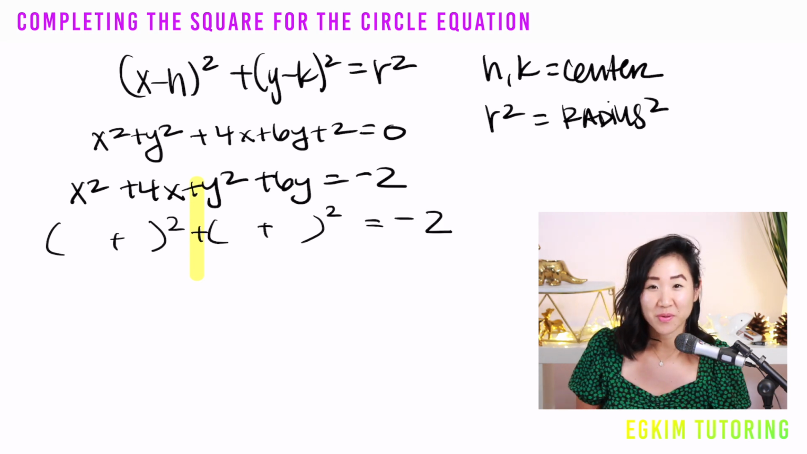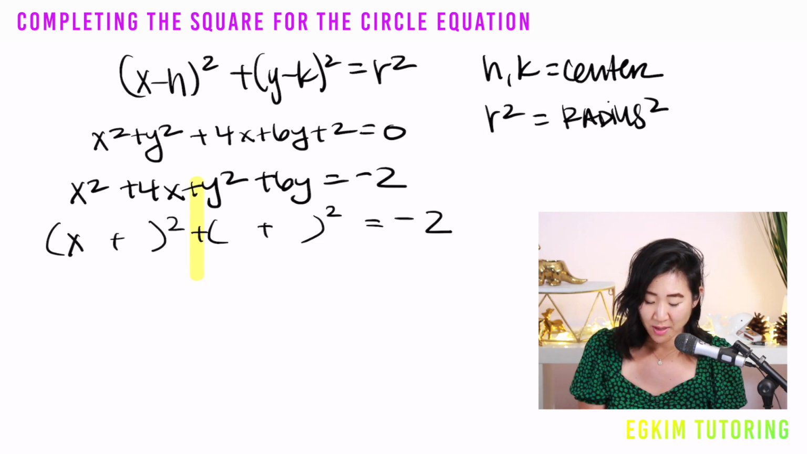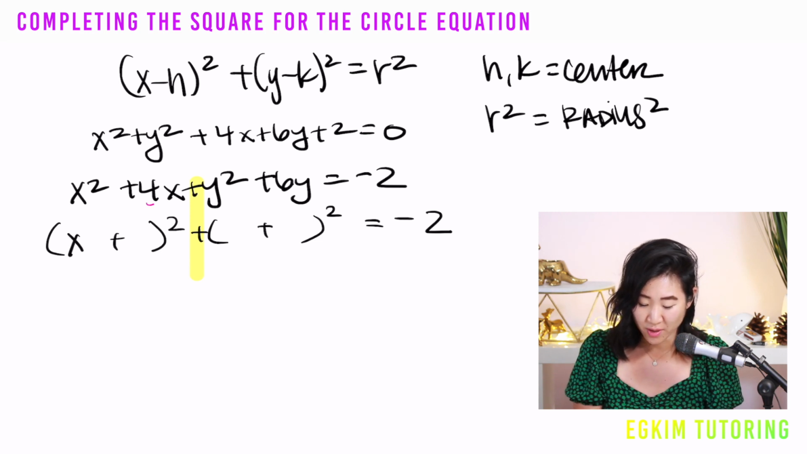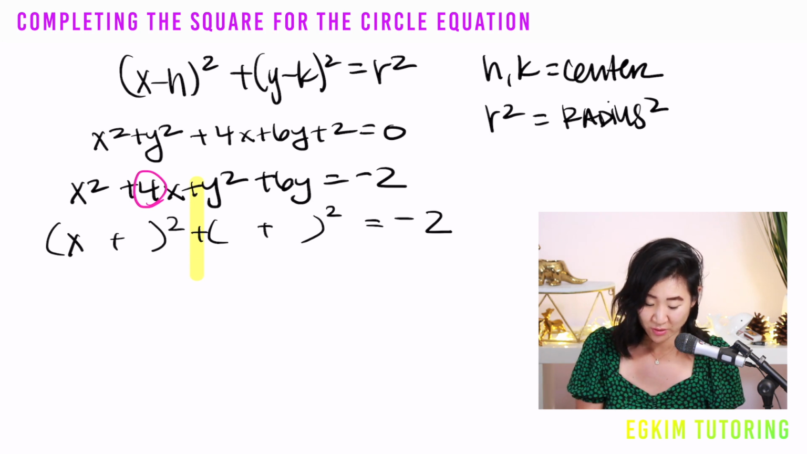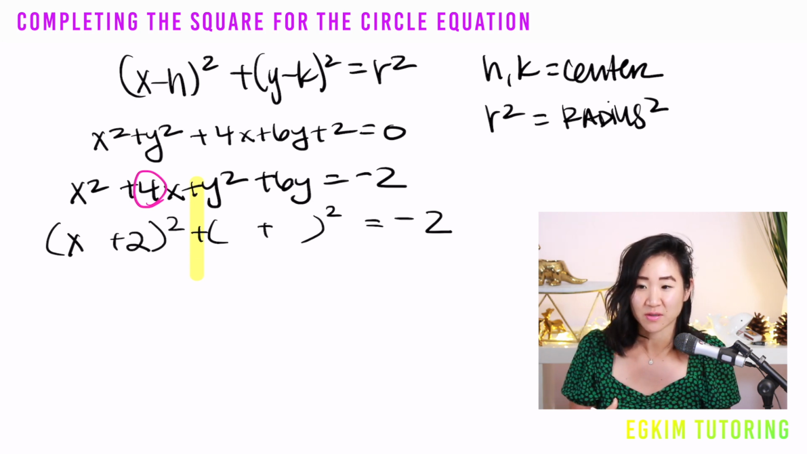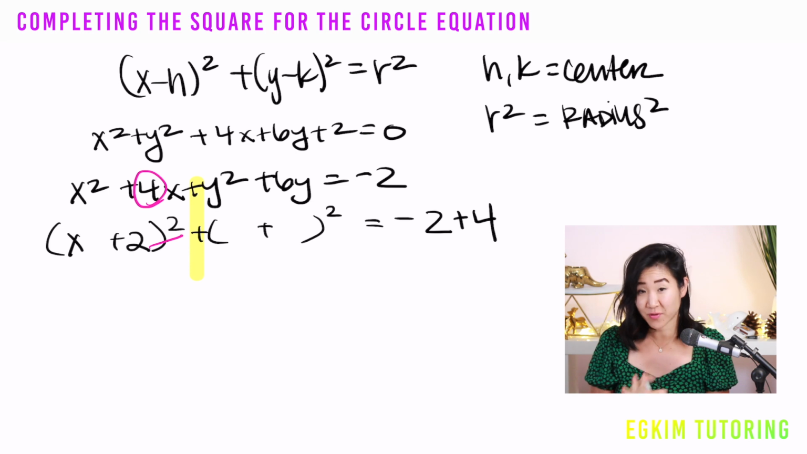Okay, so let's complete the square for the x first. Remember that you bring the x down and then you take this 4 and divide it by 2. So 4 divided by 2 is just 2. And then you have to compensate and put the fake number on the right side. So in this case, it's going to be 2 squared, which is 4. So let's add 4 to the right side. And that's it for the x.